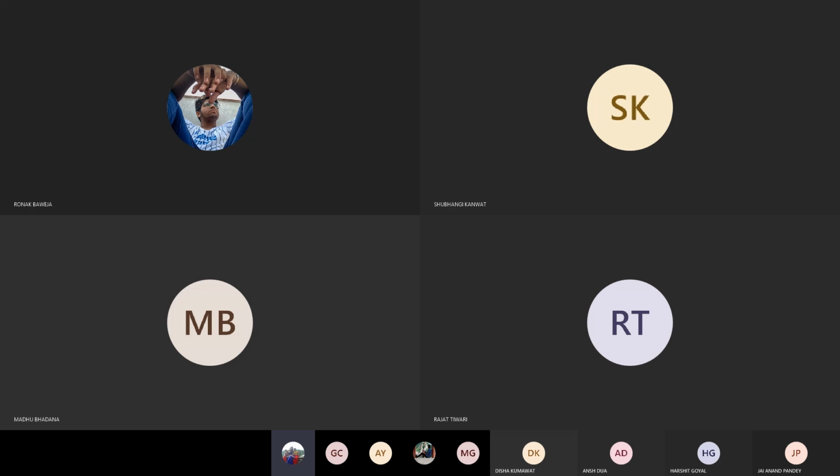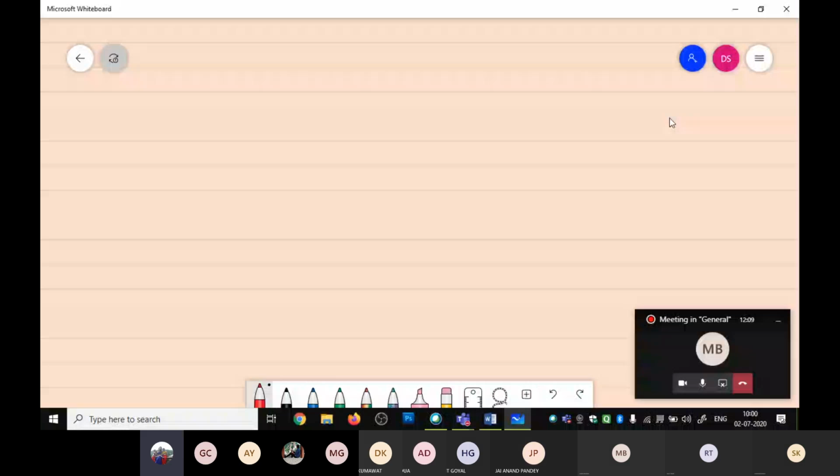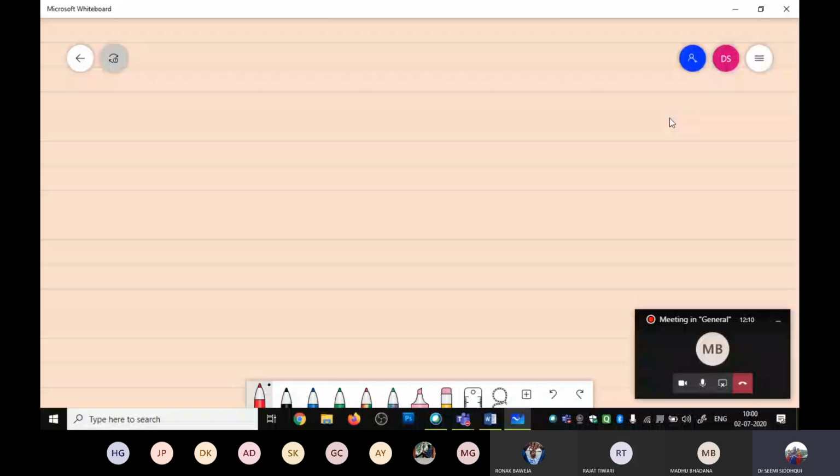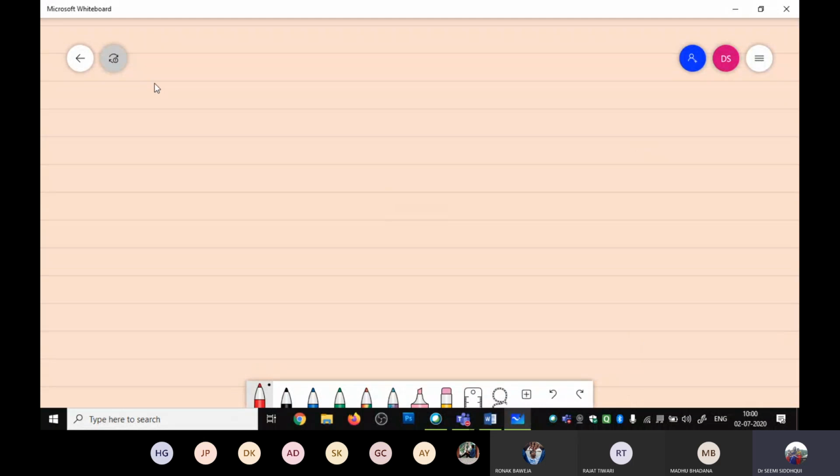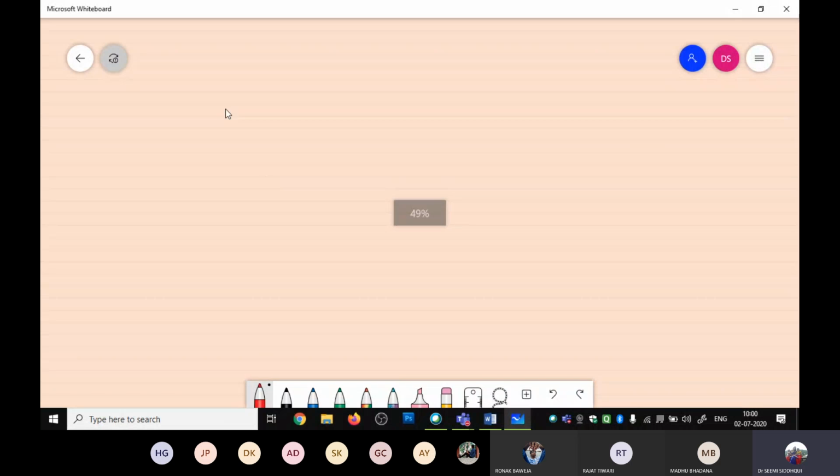Aldehydes, ketones, and carboxylic acids. Up to now, we have done the nomenclature, the IUPAC names, and the common methods of preparation of aldehydes and ketones. Whatever the common methods of preparation were, we have finished them. Now today we are going to continue with the methods of preparation of aldehydes.